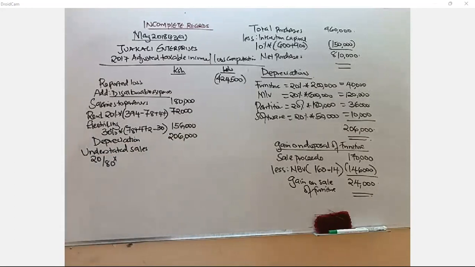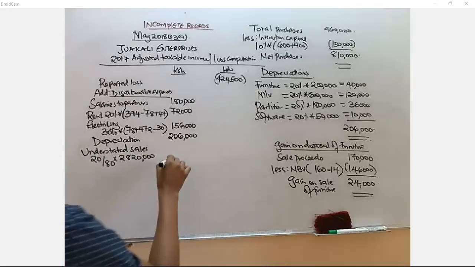What were our sales? 20,000. Right? So 20 divided by 80, times 28, 20,000, getting 705,000. 705,000.